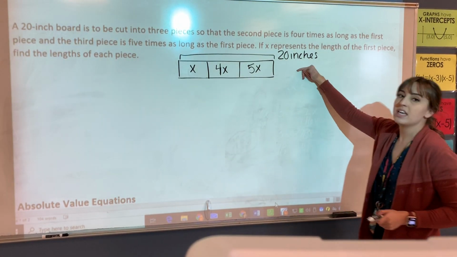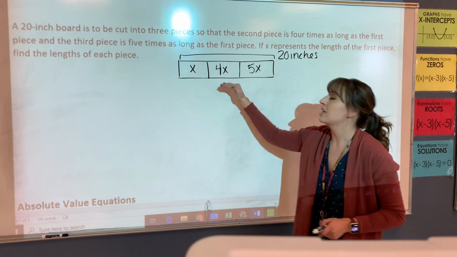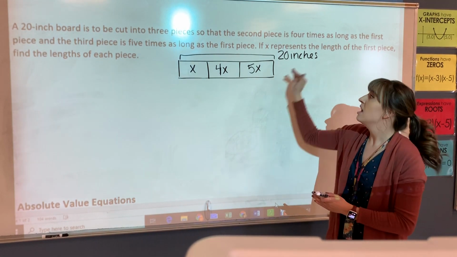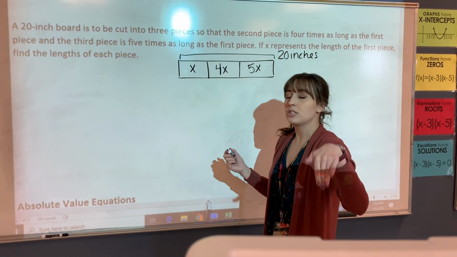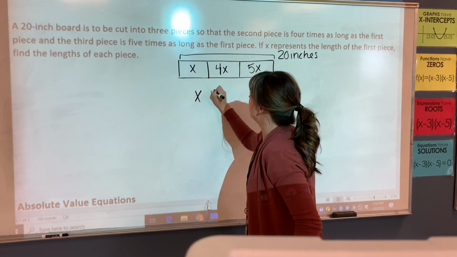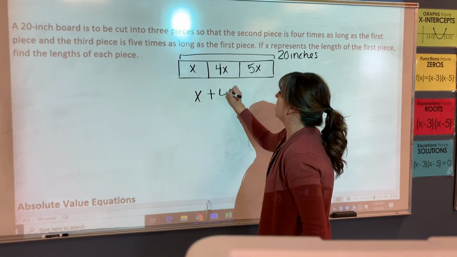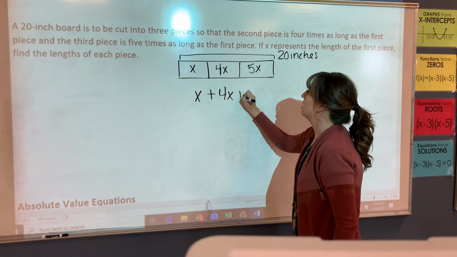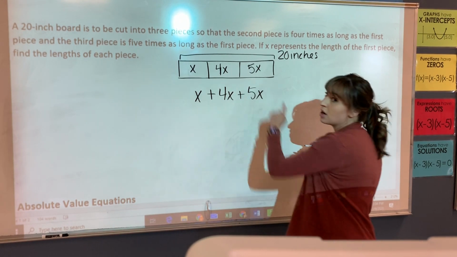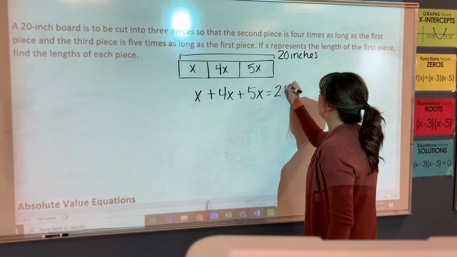Now where does the 20 inches come in? Well, we know that if I took each piece and added them together, it's going to be 20 inches, and that's where our equation comes into play. So x, which is the first piece, plus 4x, which is the second piece, plus 5x, which is the third piece, is still going to be equal to 20 inches.